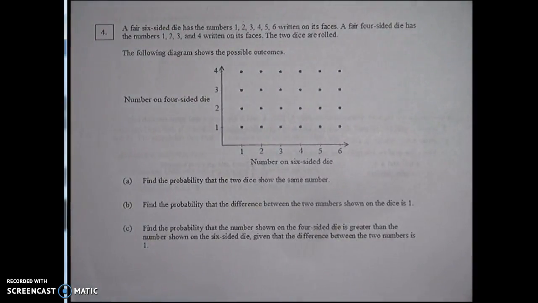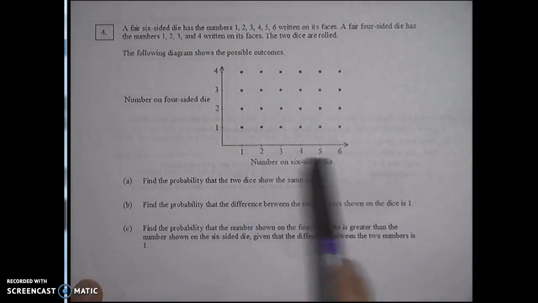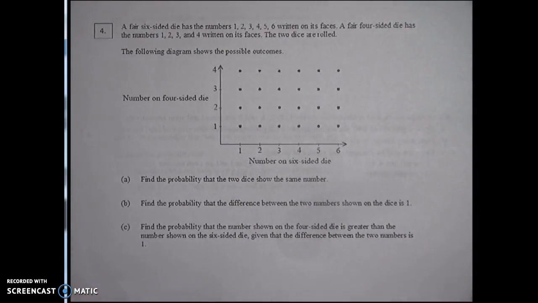A fair six-sided die has numbers 1, 2, 3, 4, 5, 6 written on its faces. A fair four-sided die has the numbers 1, 2, 3, 4 written on its faces. The two dice are rolled, and the following diagram shows the possible outcomes. So this is what we call a sample space diagram. Find the probability that the two dice show the same number.